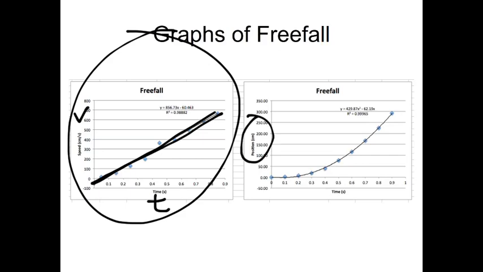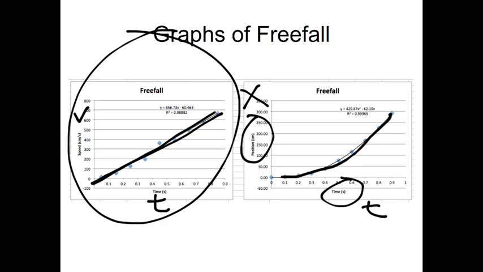Now here we have a position versus time graph. So this is an x against t graph. Notice that this graph is curved and that the slope is increasing over time. Remember, on a position time graph, if you have a curve, that means there's acceleration. These graphs are both graphing the same thing. They're graphing an object in free fall.